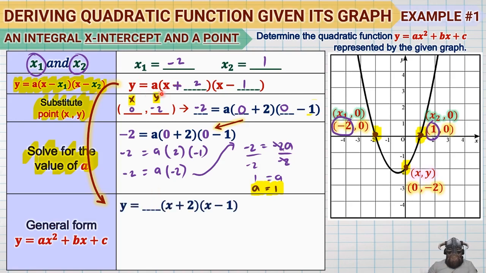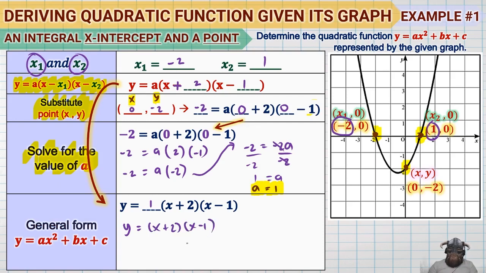So, ito yung form kanina. Y is equal to a times x plus 2 times x minus 1. So, andito yung a kanina. Papalitan na natin yan yung a ngayon ng 1. Pwede na hindi natin isulat yan si 1 kasi multiply man natin siya dun sa product ng x plus 2 tsaka x minus 1. Ganun pa rin naman. So, we can just write it as x plus 2 times x minus 1.